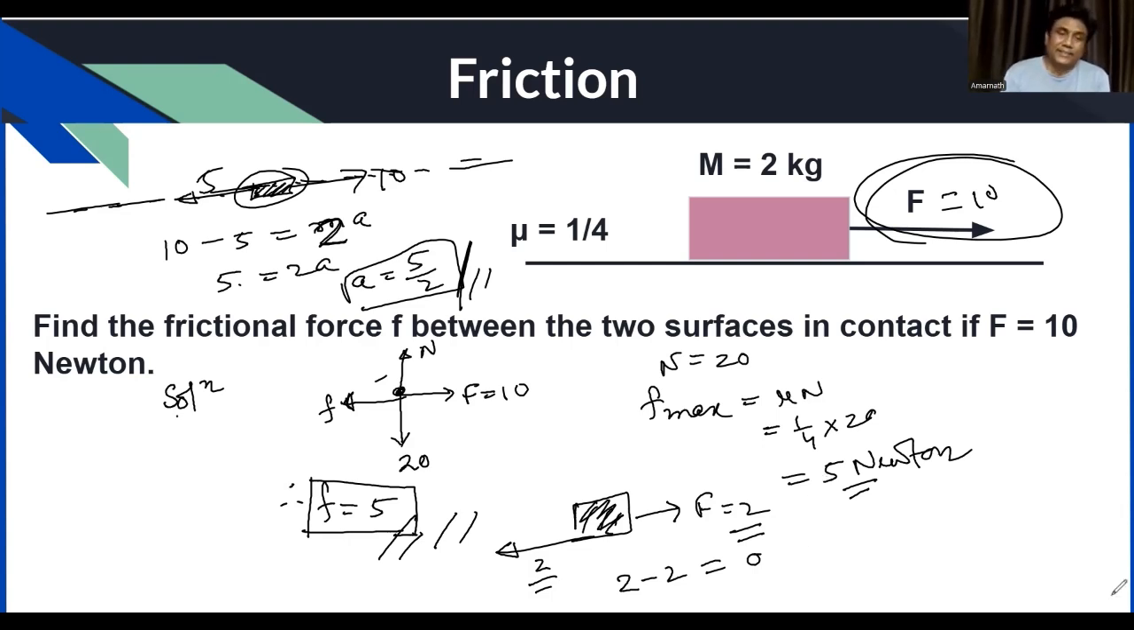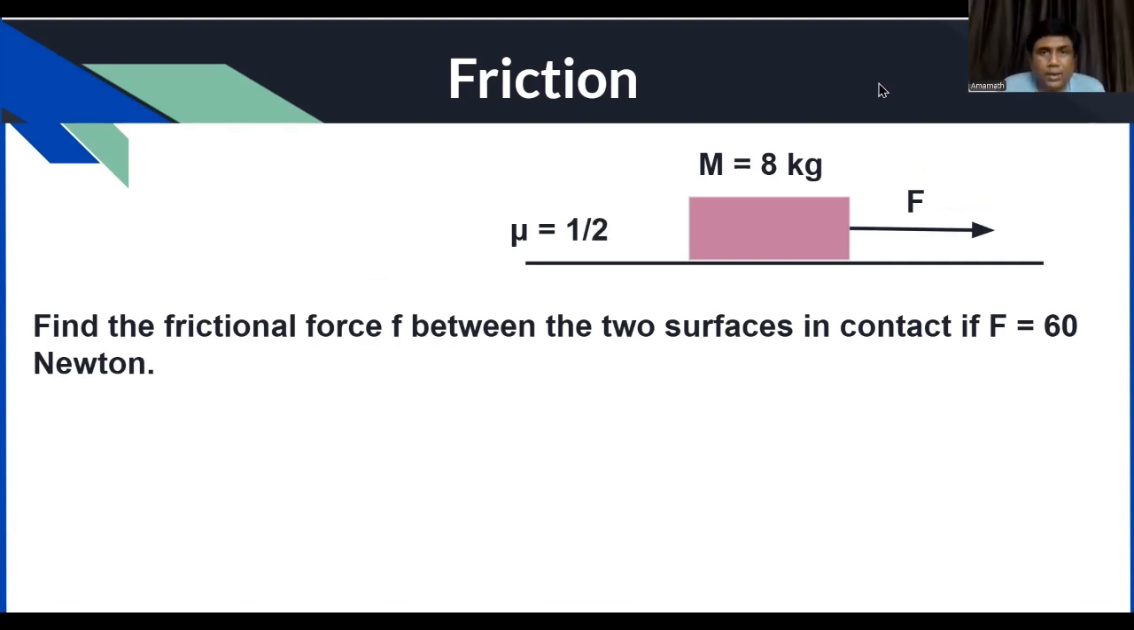That is actually not asked in this question. In future, we will be discussing such questions also. But in this question, what is the answer? The answer is 5 only, because my applied force is more than F max. So obviously the frictional force will be F max only.